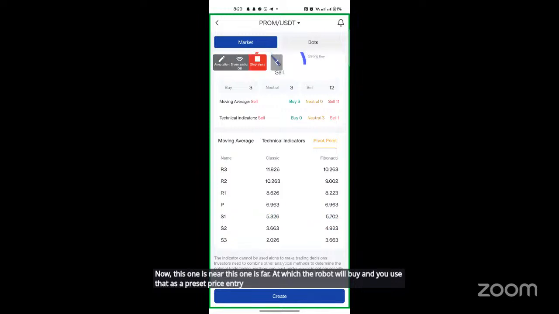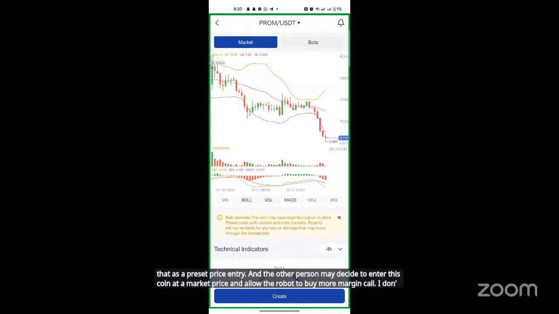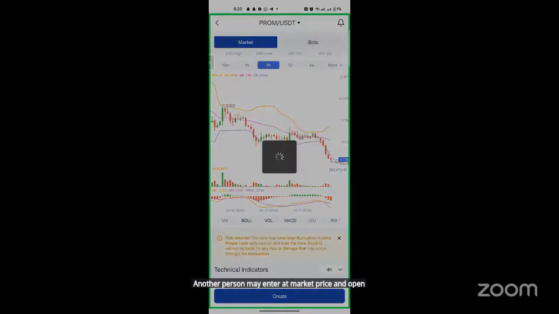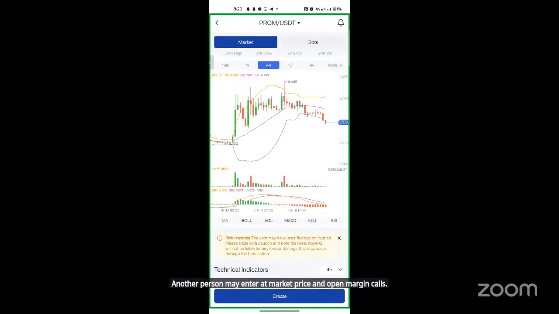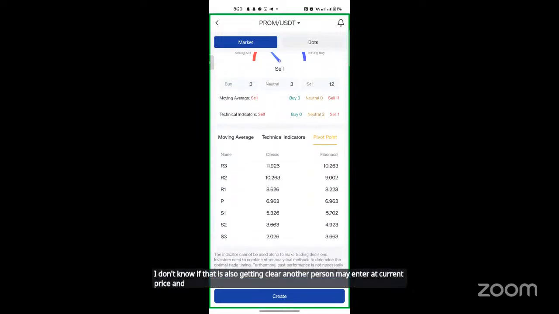And the other person may decide to enter this coin at a market price and allow the robot to buy more margin calls. I don't know if that also creates understanding. Another person may enter at current price and open margin calls. So the choice is yours.